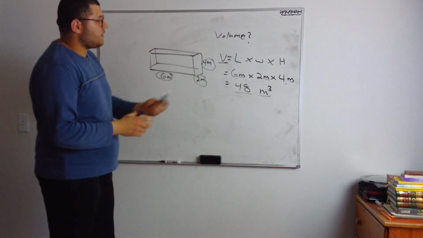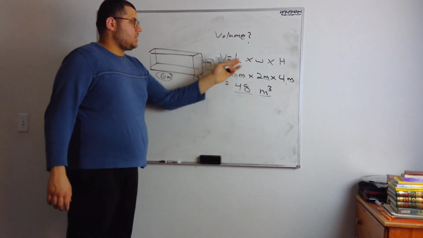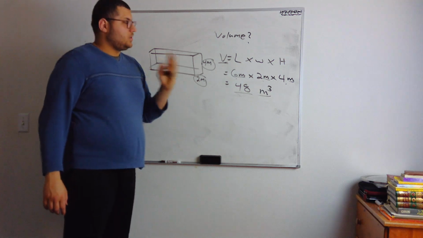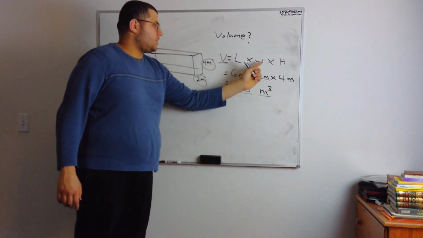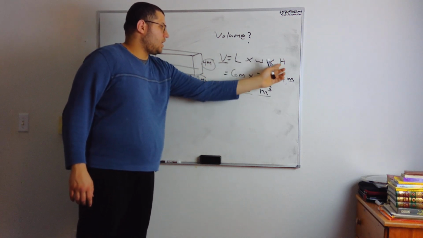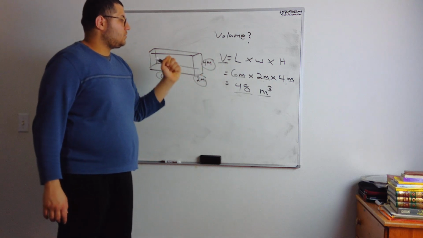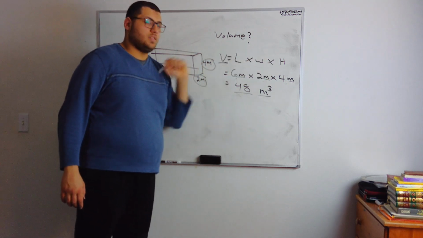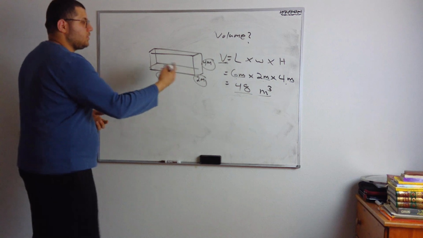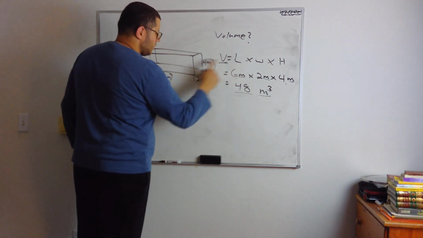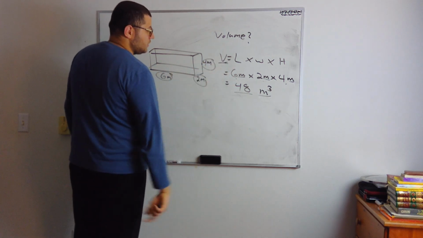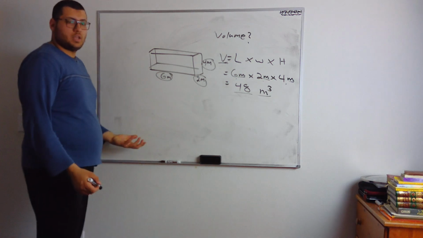And of course, if you have the volume and you have the width and height, you can find the length. If you have the volume and the length and height, you can find the width. If you have the volume and the length and the width, you can find the height, because you know how the formula works. The volume equals the length times the width times the height. The cube, same idea.